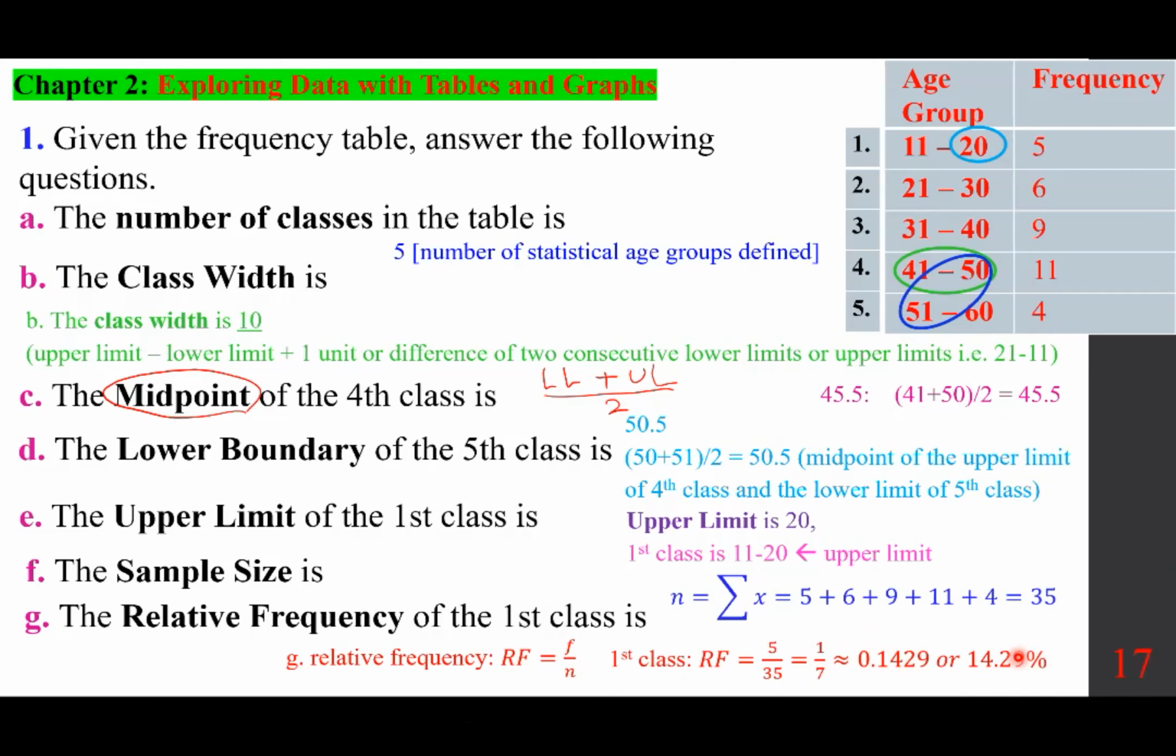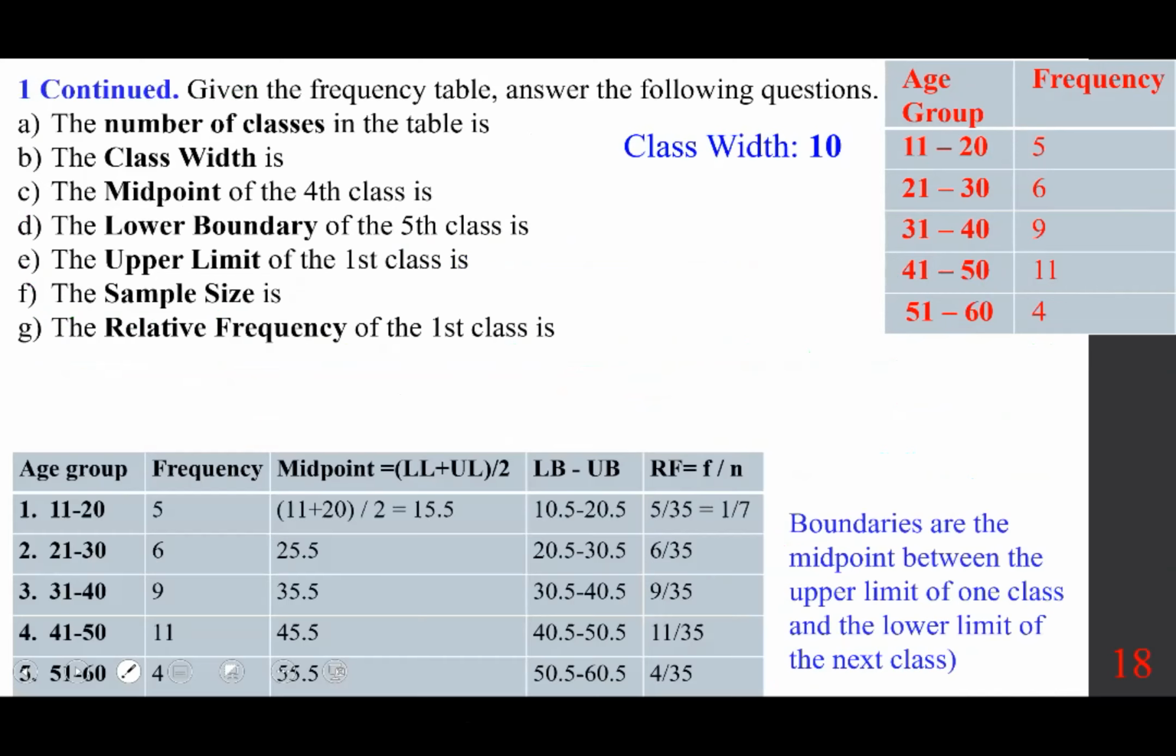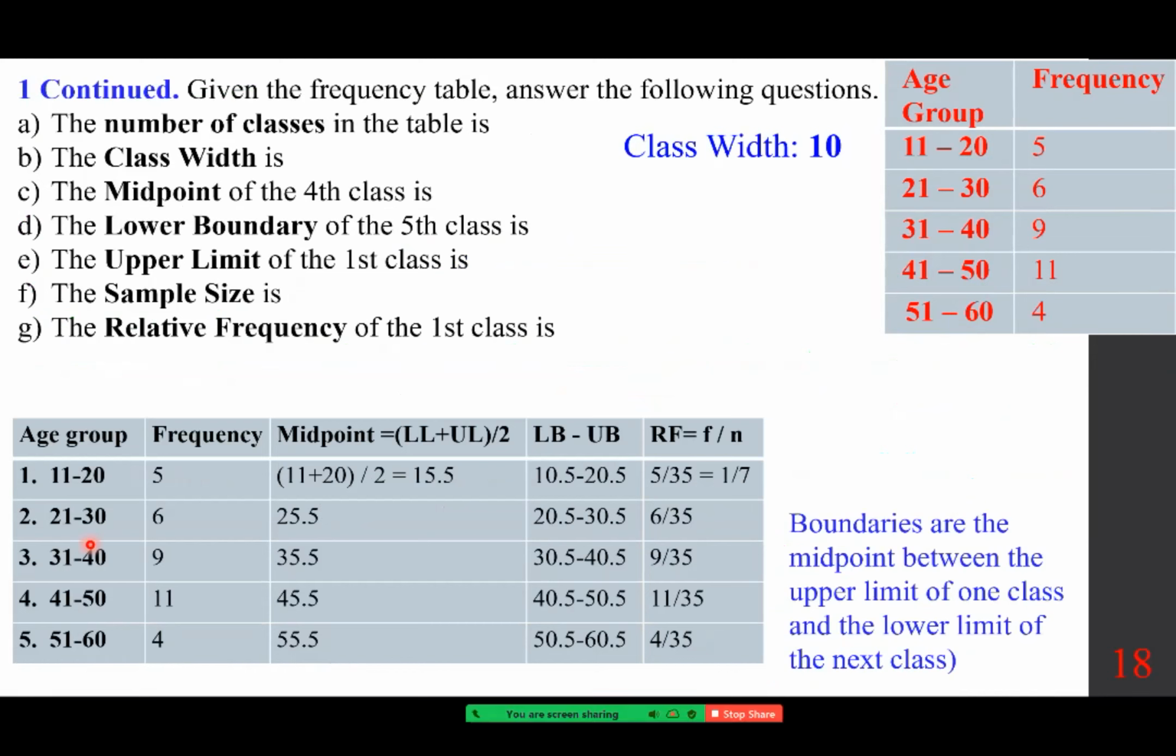All right. I want to show you that this is really done in a table. In other words, when we have this frequency distribution table, FDT, the midpoints, you put them in a column next to them. For example, this one is 11 plus 20 divided by 2. This one is 21 plus 30 divided by 2, so on and so forth.